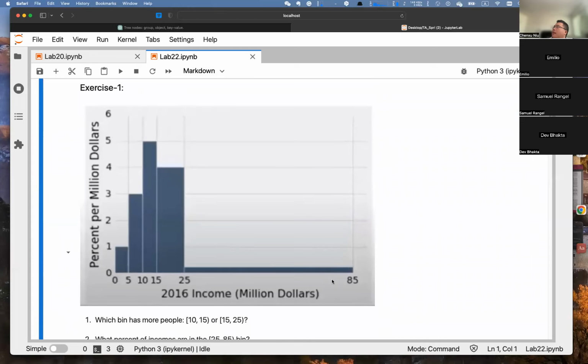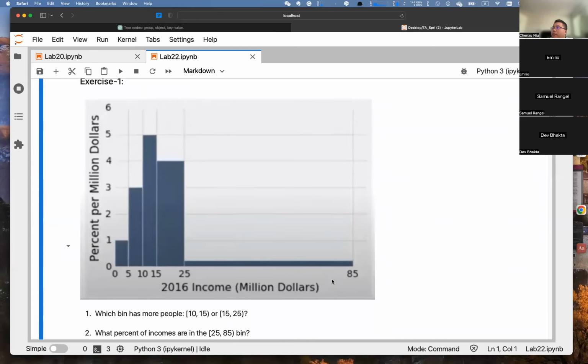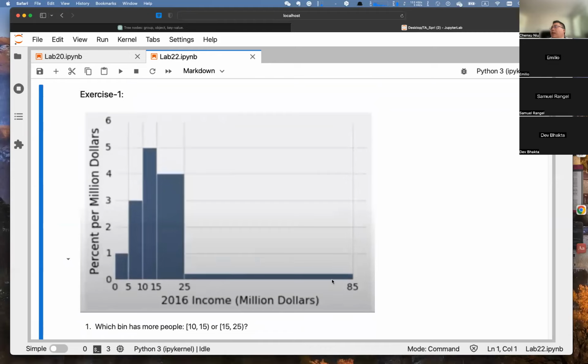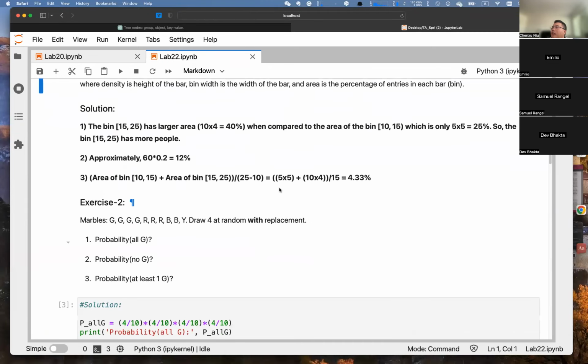From this example, we need to know how to read the information from a histogram. Okay, any questions so far?